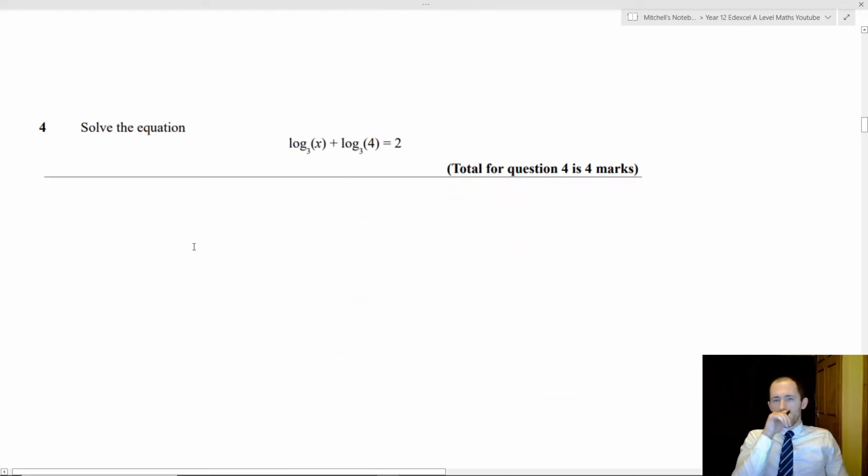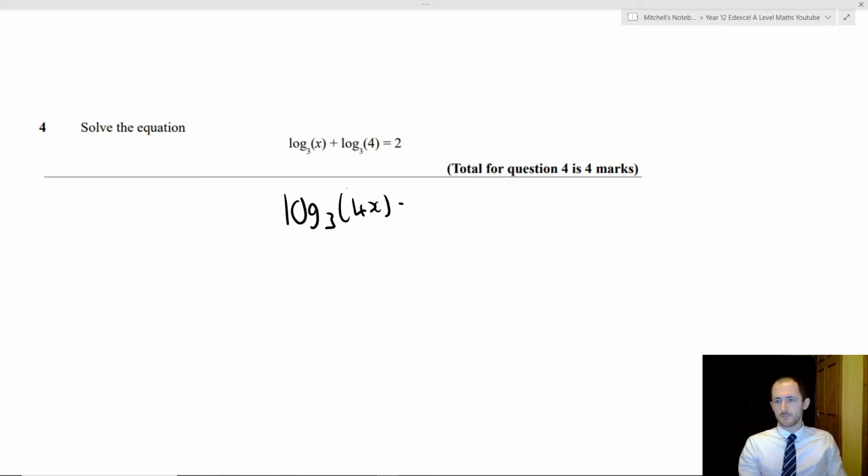Cool. So again, solve the equation. Keep in mind, you can't do this unless you combine the logarithms. So we're adding them, which means we will times what's inside. So we have log to the base 3, x times 4 gives me 4x, equals 2.